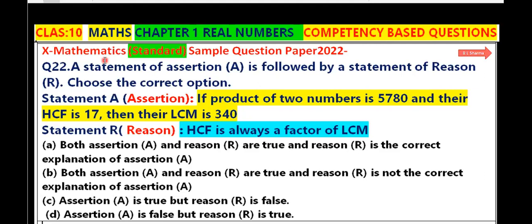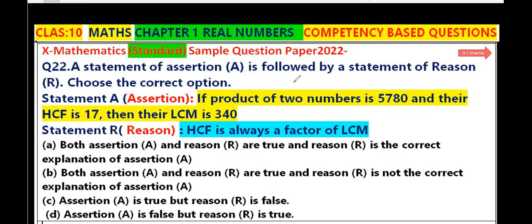Assertion reason questions. A statement is given, followed by a statement of reason. Choose the correct option. What is the assertion? The product of two numbers is 5780 and their SCF is 17, then LCM will be 340. Let us check: is it the right answer or not?